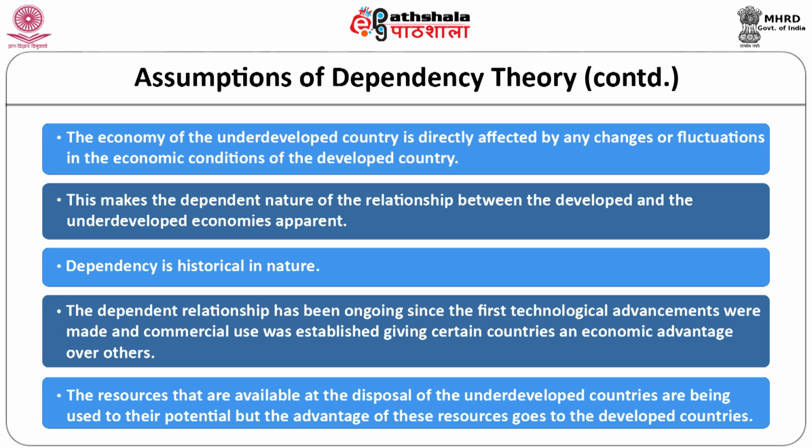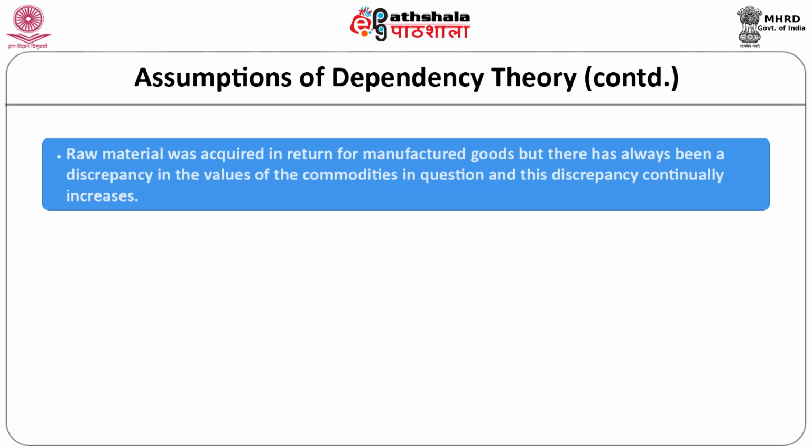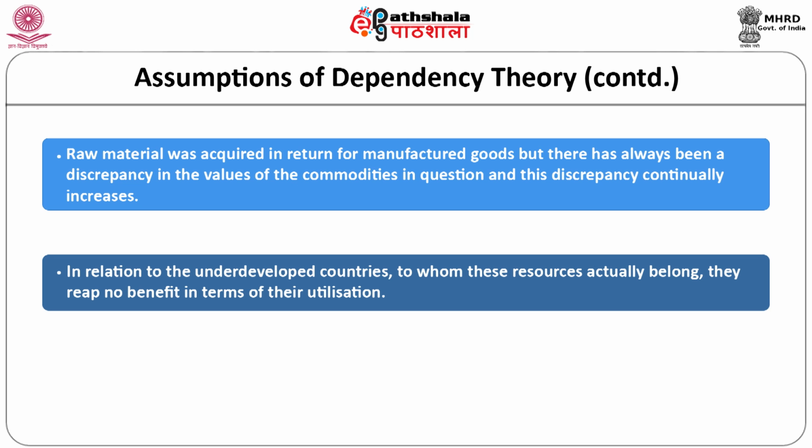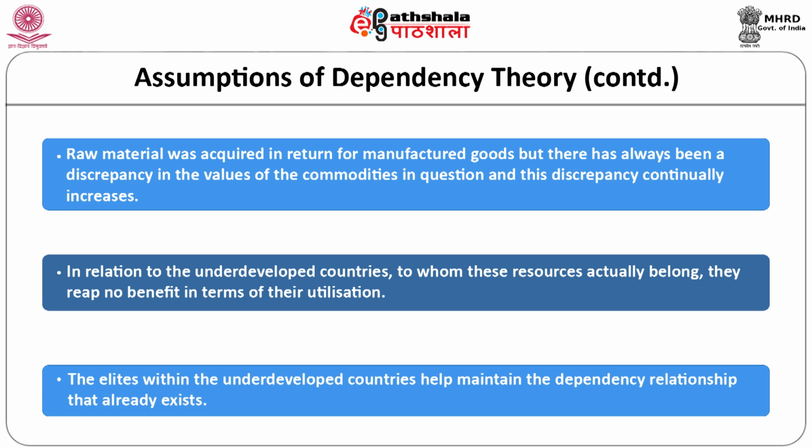Okay, after discussing this, let's now look at the other assumptions underlying the dependency theory. The raw material was acquired in return for manufactured goods, but there has always been a discrepancy in the values of the commodities in question, and this discrepancy continually keeps on increasing. The underdeveloped country, to whom these resources actually belong, reaps no benefit in terms of their utilization. The elites within the underdeveloped country help maintain the dependency relationship that already exists.